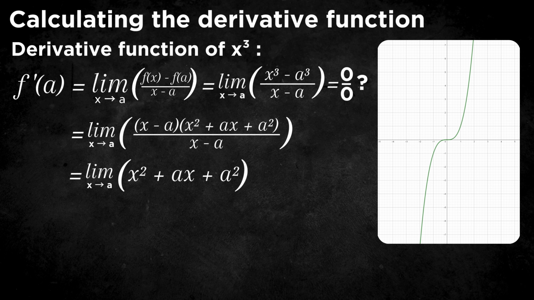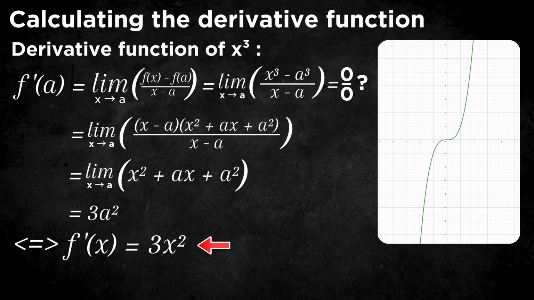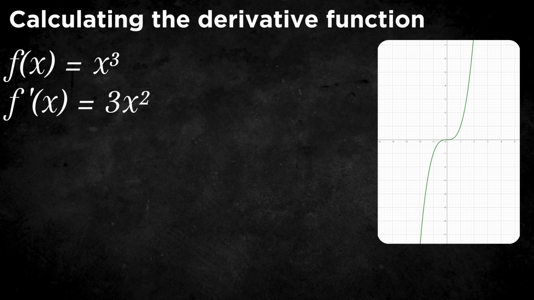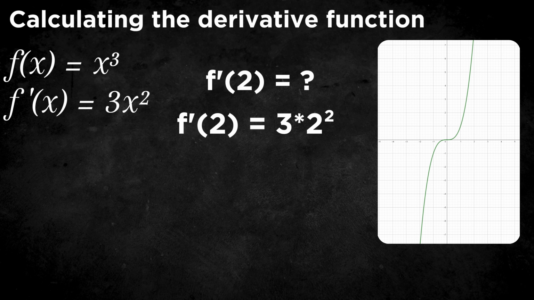When x approaches a, we get a squared 3 times. So this is our derivative function. We can just replace a with x, and we're done. We call this function f prime. So when we want to know the derivative of the function x cubed when x equals 2, we can calculate f prime of 2, and we get 3 times 2 squared, which equals 12. This will work every time.